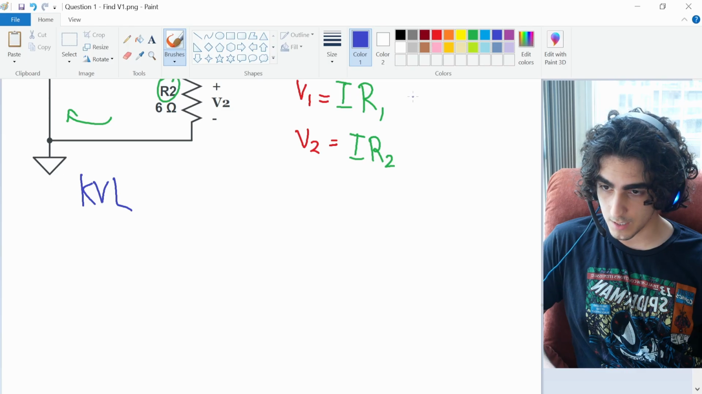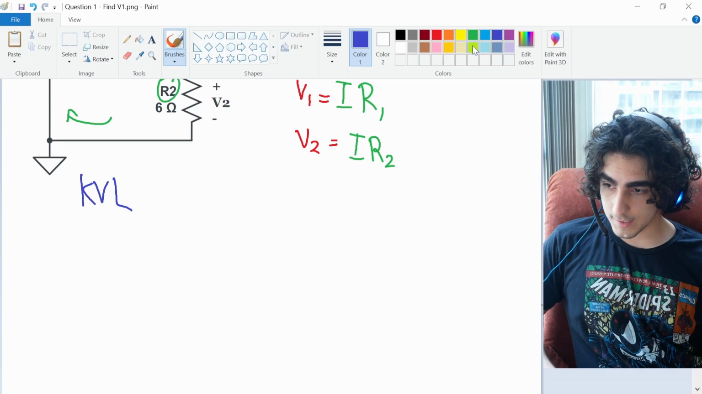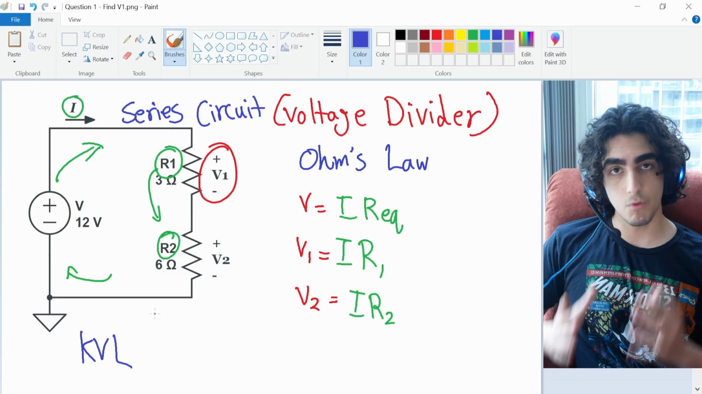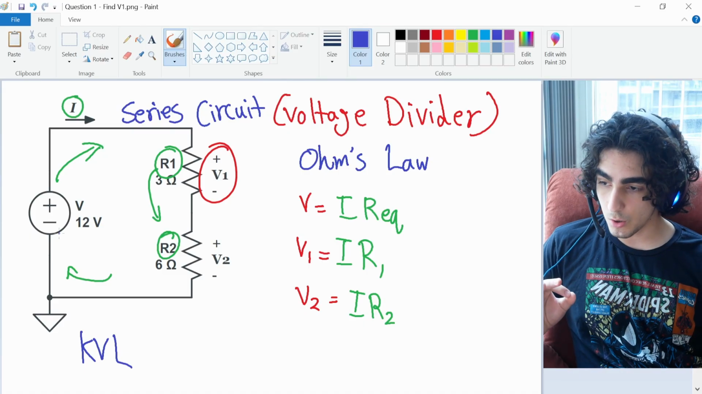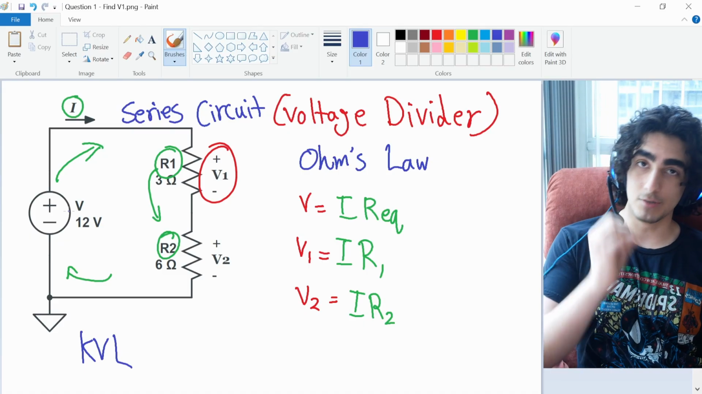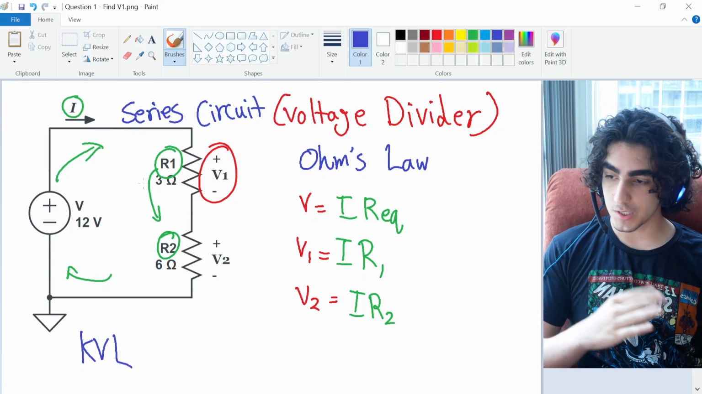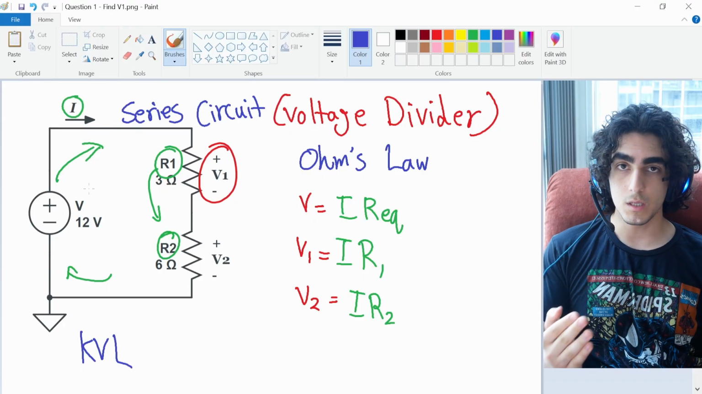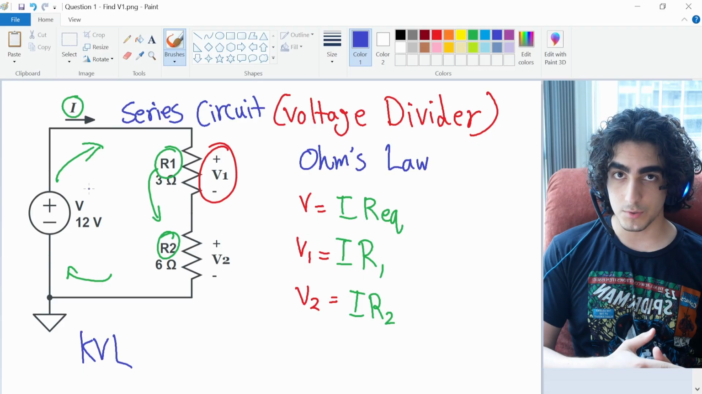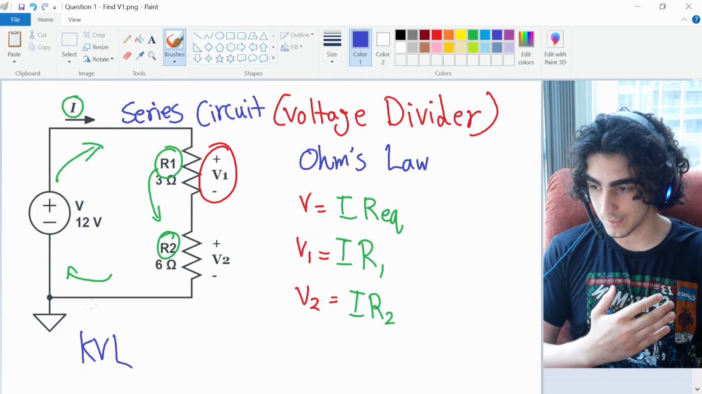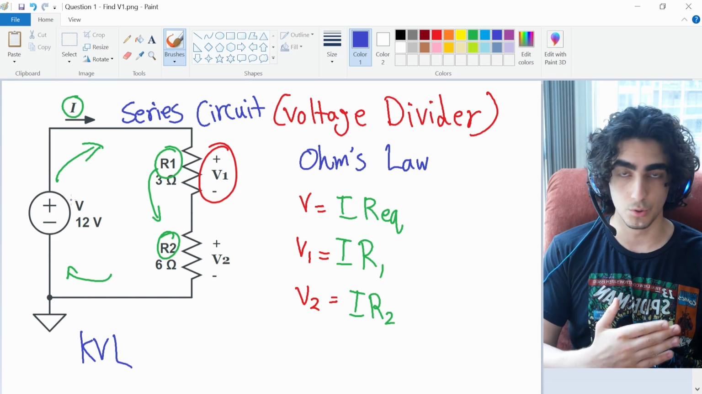We're going to write it down here. All it says is that the algebraic sum of all voltages in a closed circuit has to equal 0. Okay, what does that mean? That means that if you add all the voltages in this circuit up together, it has to equal 0 because the circuit is in a closed loop.